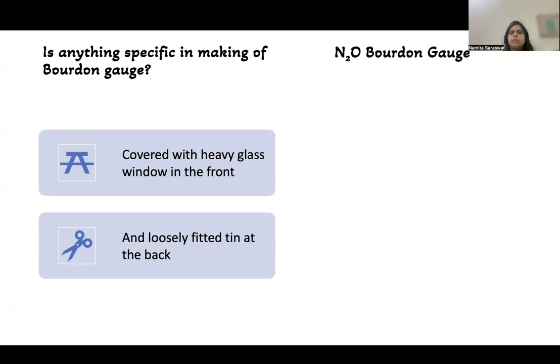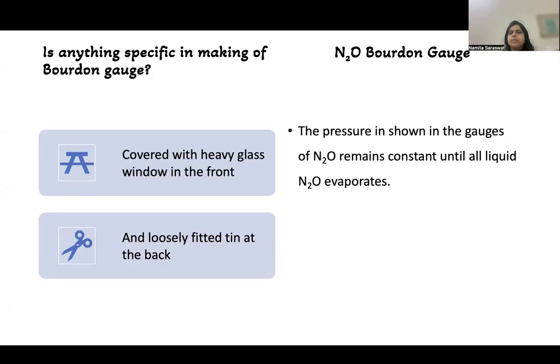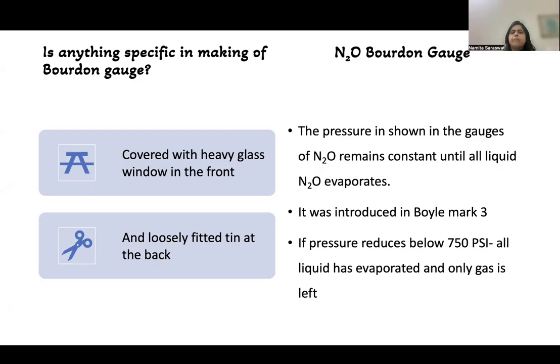Now the question is, what is the difference between the oxygen and nitrous Bourdon gauge? The pressure which is shown in the gauge of nitrous remains constant until all liquid nitrous evaporates, because we know that nitrous is stored in liquid form. Initially there was no nitrous Bourdon gauge. It was introduced only when Boyle's Mark III was invented. If the pressure you read on the gauge reduces below 750 psi, then you can infer that all liquid has already evaporated and only gas is left, and the cylinder will empty in no time.